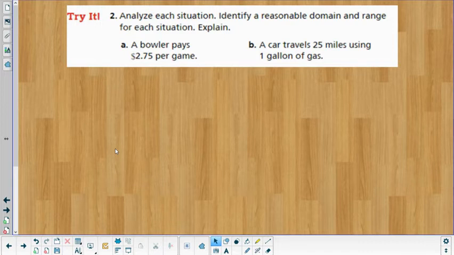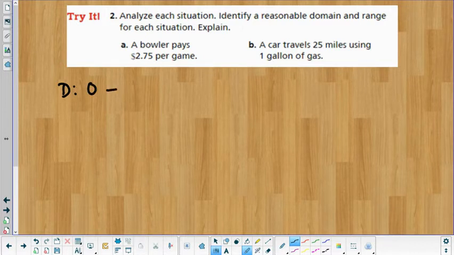All right, so for the first one, a bowler pays $2.75 per game. So when it comes to our domain, our input is number of games. So they can play 0 games to however many games they want to play, right? So we don't really have an end. So I'm just going to put infinity because it could keep on going. They wouldn't play infinity games, but however many games they want to play.